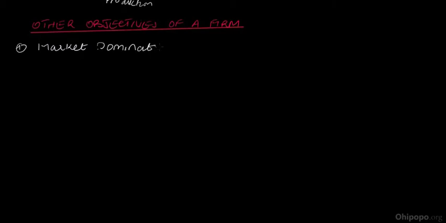How is this being done? That is a question. Now, when we talk of market domination, firms might cut down their prices, that is, reduce their prices, and accept losses for a particular period in time, with the aim of what? With the aim of sending rivals out of the market so that they can dominate the market.